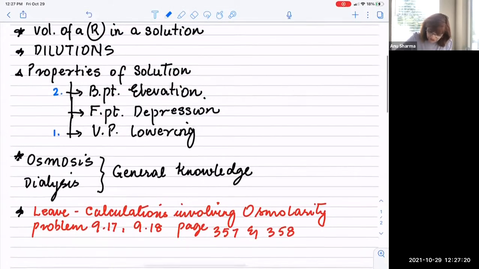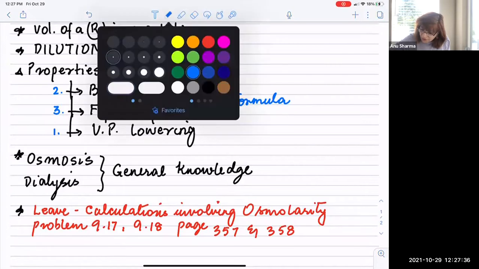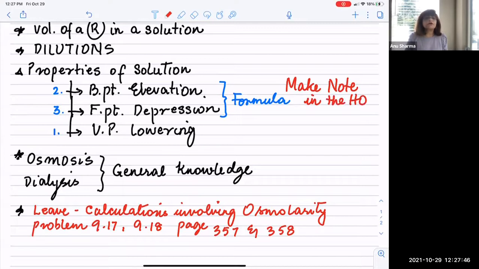Second, we're going to take these two. These two actually go by the same formula, and that formula is not given. So I would say make note of that formula in the handout, so you don't forget it, okay? And then the lowering of the vapor pressure.